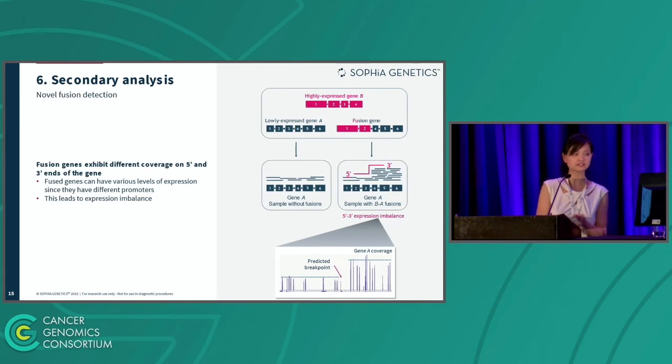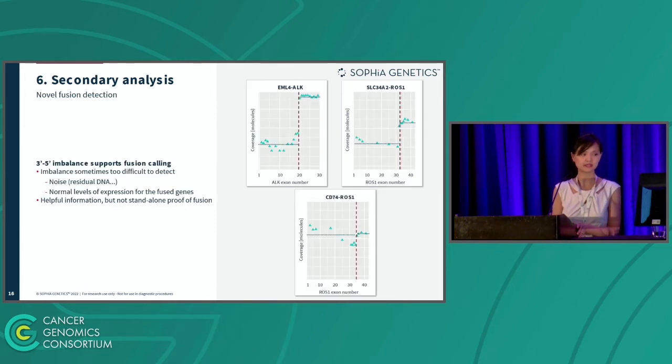However, there are limitations to using expression imbalance for novel fusion detection, because one, you can't identify what gene B would be. As well, sometimes imbalance is difficult to detect. So in the two first graphs on top, this is a clear case where imbalance can support the fusion call. You see a clear change in expression, and both of these are real fusion events. However, there are cases where the imbalance is just a result of noise and not related to a real fusion, or as the bottom graph shows, a real fusion may not actually exhibit any change in expression.